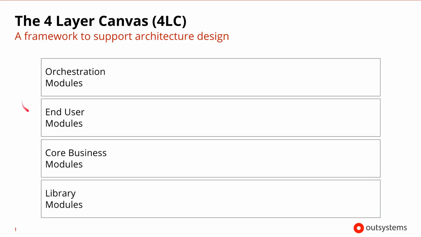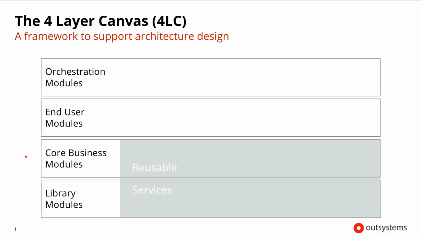Each layer of the architecture describes the type of functionality that we would expect to find in modules contained in that layer. As you might expect, the four-layer canvas has 4 layers, but that doesn't mean our architecture is limited to 4 layers. Each layer of the canvas could contain one or more sublayers of modules, and we'll see this in examples in later sessions.